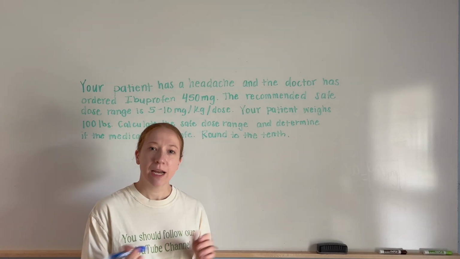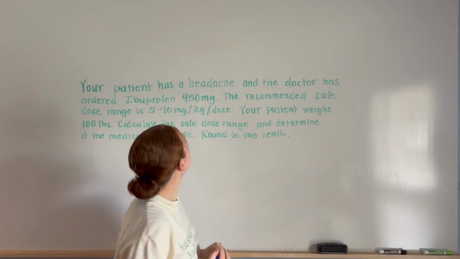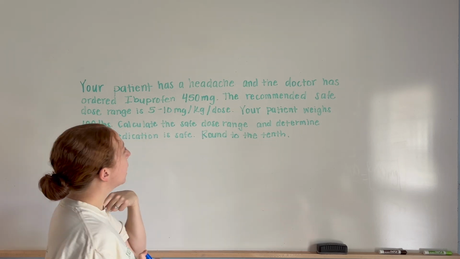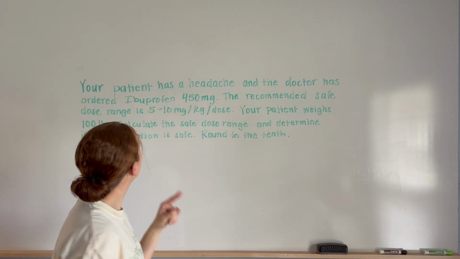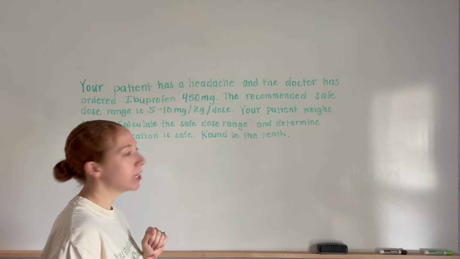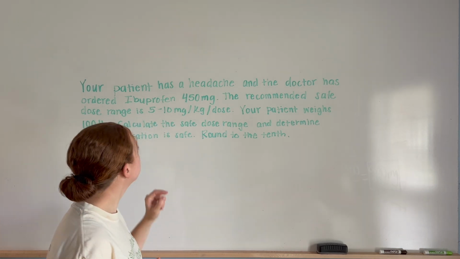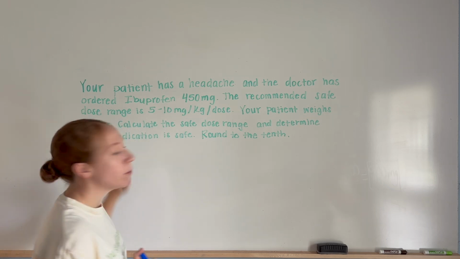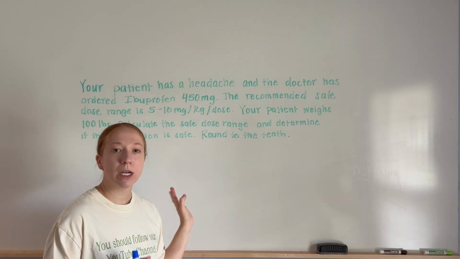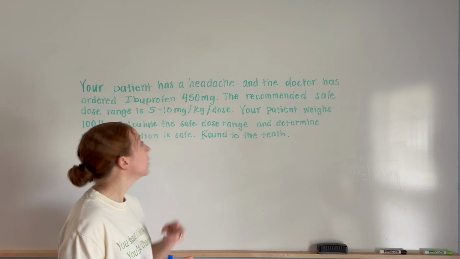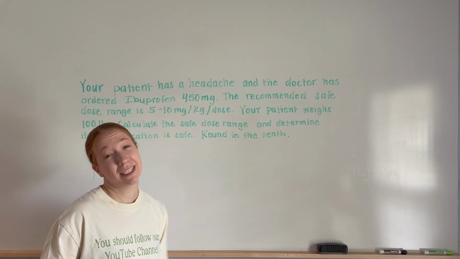Okay, now that you've had time to work this problem, let's do it together. Your patient has a headache and the doctor has ordered ibuprofen 450 milligrams. The recommended safe dose range is 5 to 10 milligrams per kilogram per dose, and they weigh 100 pounds. So we're going to calculate the safe dose range and figure out if what the doctor ordered is safe.